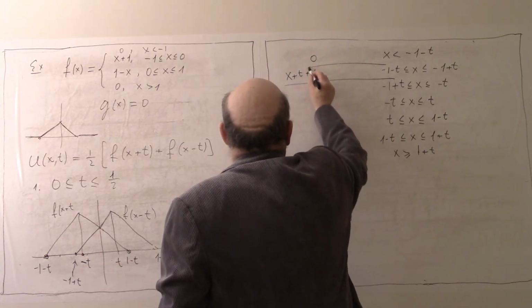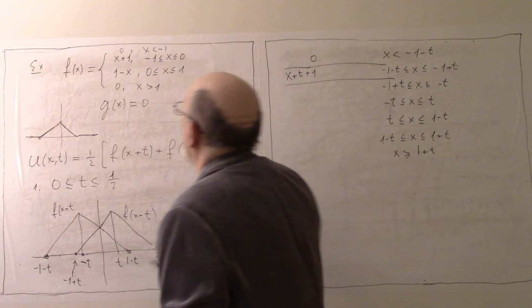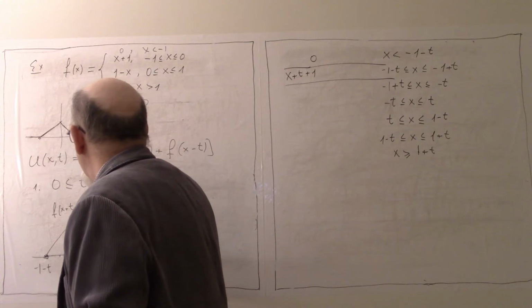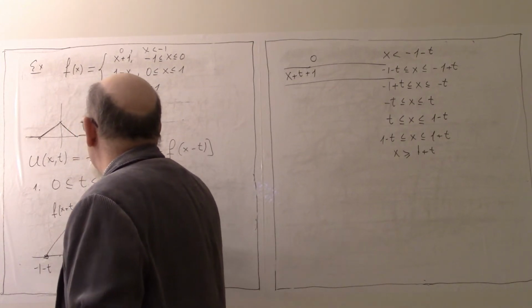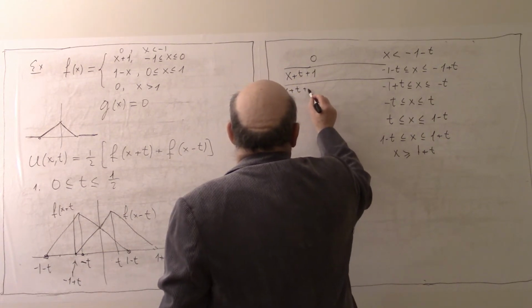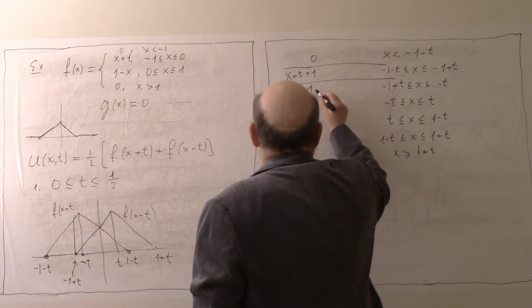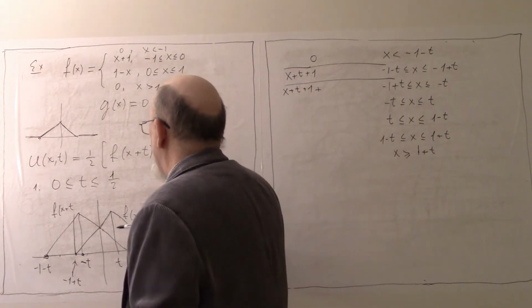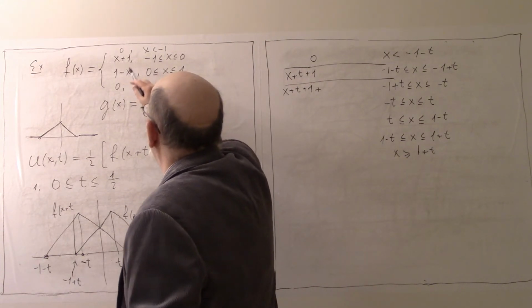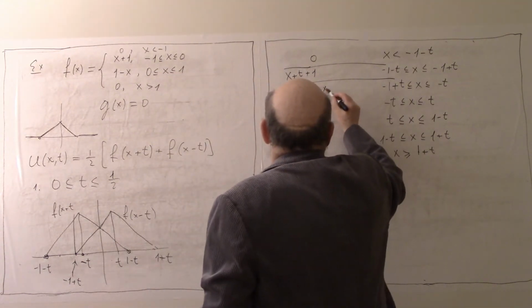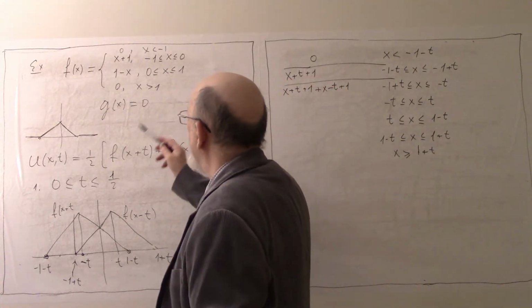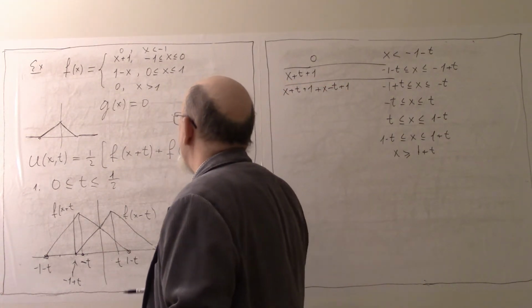Here I have to look at this line. Here in this domain, the first is x plus t plus 1, plus the second, x minus t plus 1. Yes? Because I have to write f of x plus t plus f of x minus t.